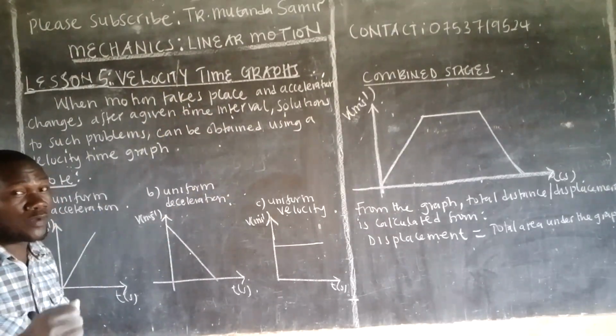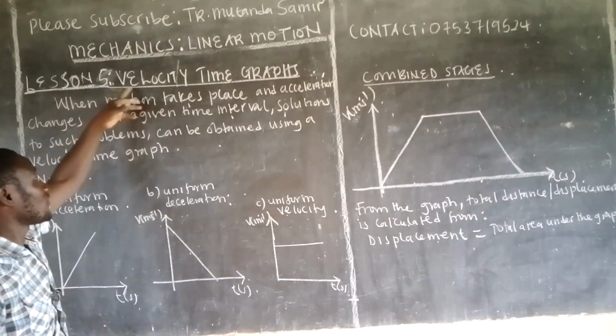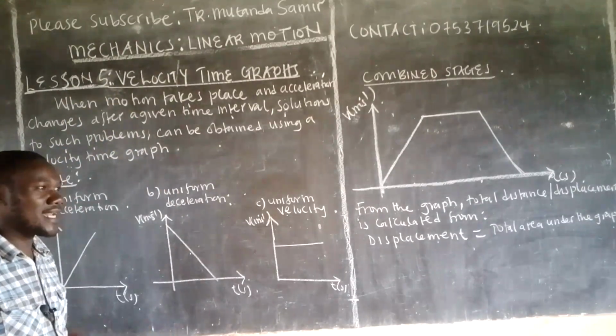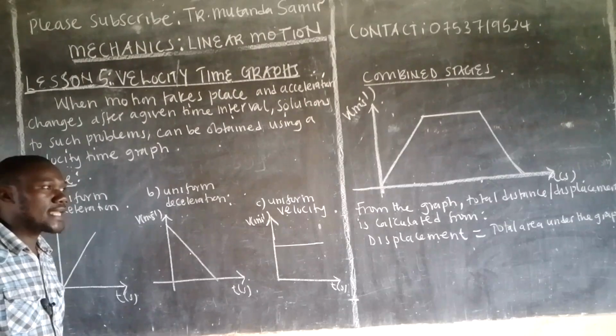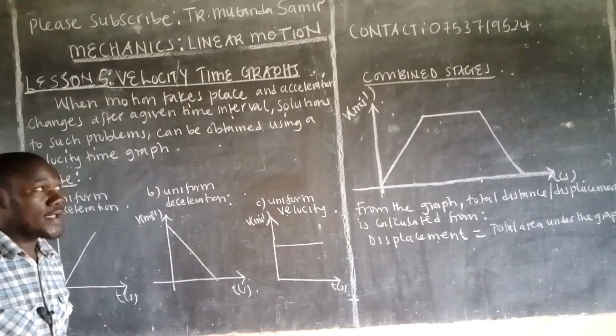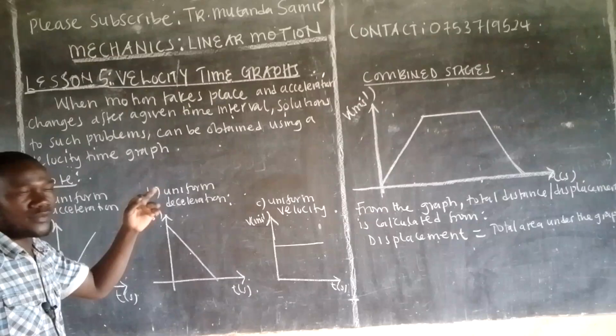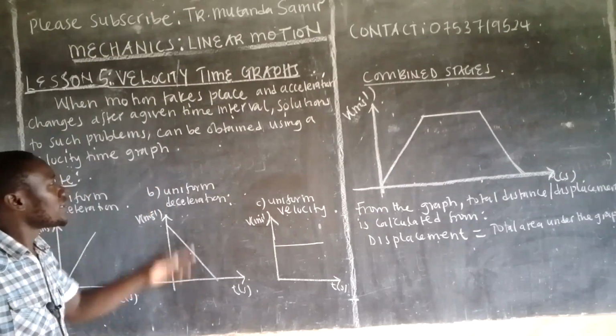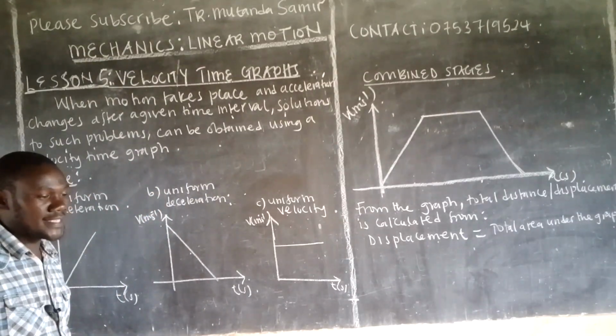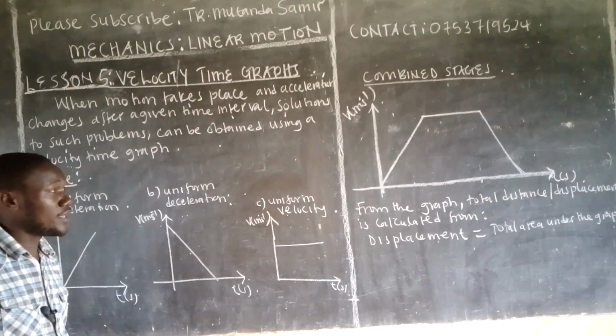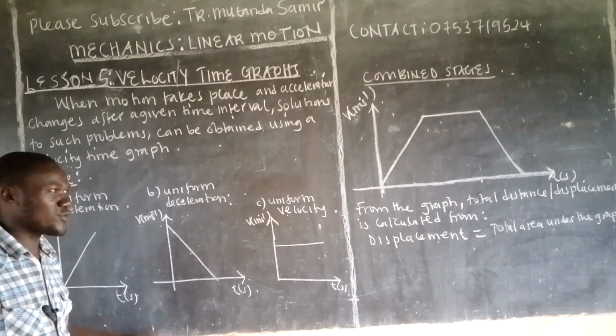We are looking at lesson 5, the last topic in linear motion, the first topic of mechanics we have begun with. It is lesson 5, velocity time graphs, and this is the last bit. UNEB last year, 2023, set a question on a distance time graph. You will look out for it, or we shall also do it here.